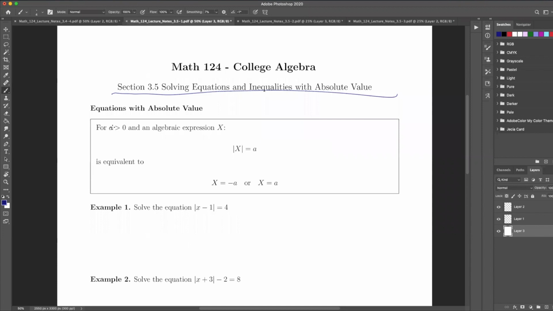And so as long as a is greater than 0, for the algebraic expression, the absolute value of some algebraic expression, capital X, is equal to a, that means x equals negative a or positive a. If a is negative, we'll deal with that later. Usually there is no solution, but we'll see that in a second.